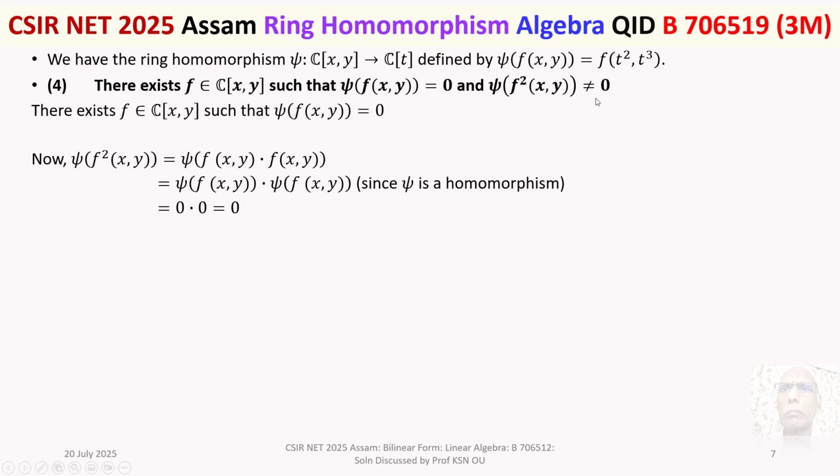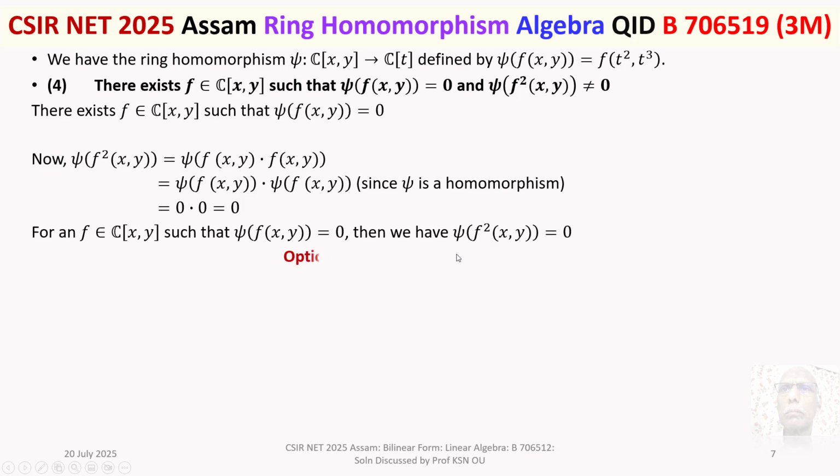It cannot happen for any f. In this statement, there exists an f for which both of these happen. There cannot be any such thing. If there is an f belonging to C[x,y] such that psi of f of x y is 0, then psi of f square must be 0. This cannot happen. Therefore, option 4 is not true. Summarizing all the options, the answer to this question is option 2.